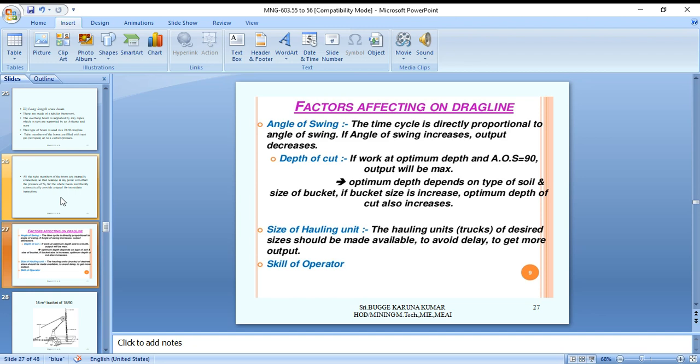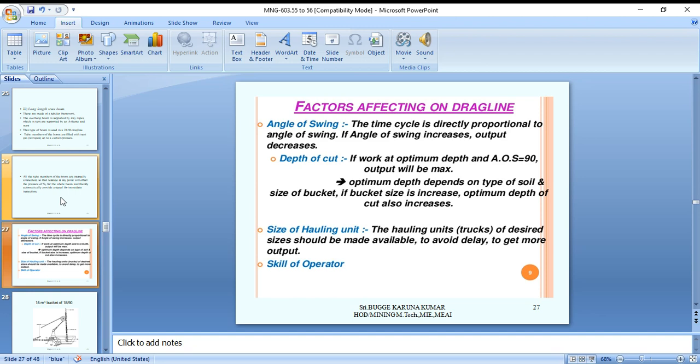Here you observe the angle of swing. The time cycle is directly proportional to the angle of swing. If the angle of swing increases, output decreases, so these have an inverse relation. Angle of swing is very important: as the angle increases, output automatically reduces. This is linked with the bucket performance also.